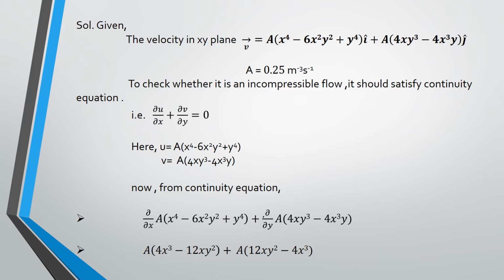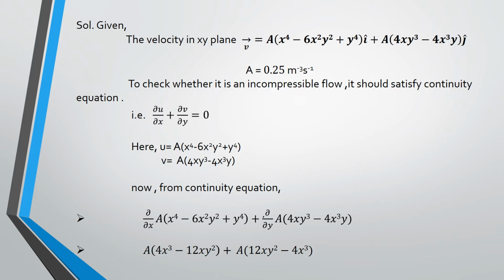In the question, it is given that the velocity in the xy plane is V bar equals a into (x power 4 minus 6x square y square plus y power 4) i cap plus a into (4x y cube minus 4x cube y) j cap, where a equals 0.25 meter power minus 3 second power minus 1. To check whether it is an incompressible flow, it should satisfy the continuity equation, that is dou u by dou x plus dou v by dou y equals 0.